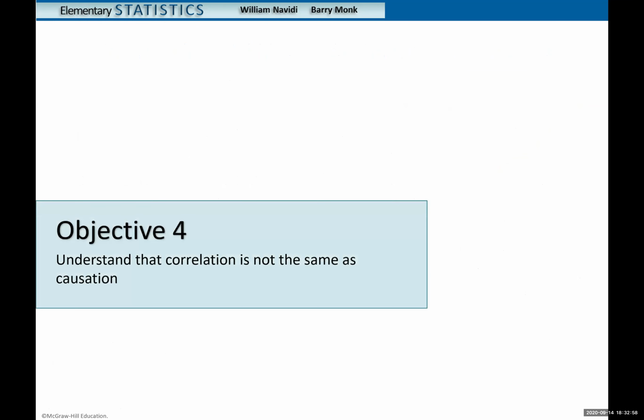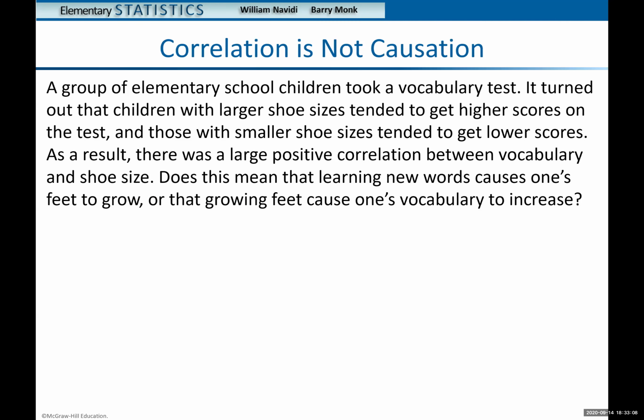All right. And the last part of this is understand that correlation is not the same as causation. Just an example here to understand that a group of elementary school children took a vocab test. It turned out that children with larger shoe sizes tended to get higher scores on the test, and those with smaller shoe sizes tended to get lower scores. As a result, there was a large positive correlation between vocabulary and shoe size.